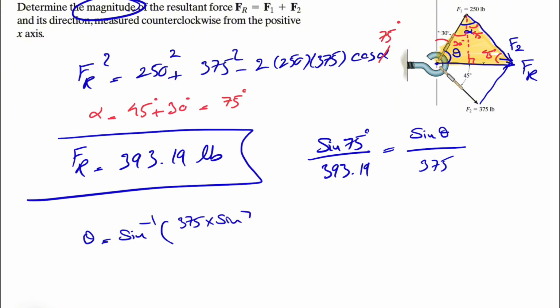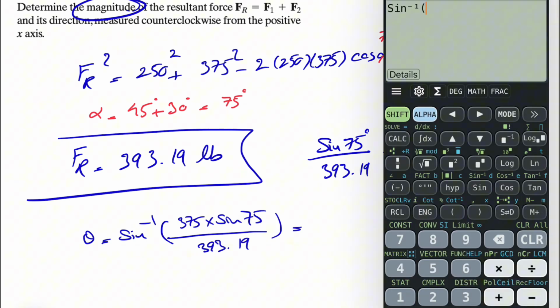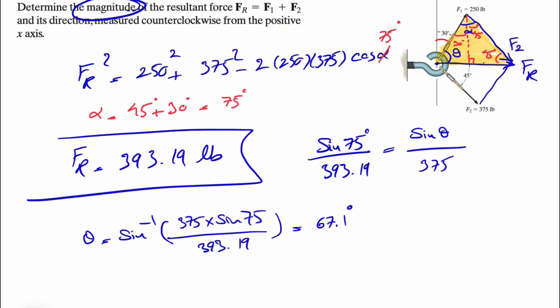375 times sine of 75 over 393.19. So we have sine inverse of 375 times sine of 75 divided by 393.19. That's going to give us 67.1 degrees, which is the angle.